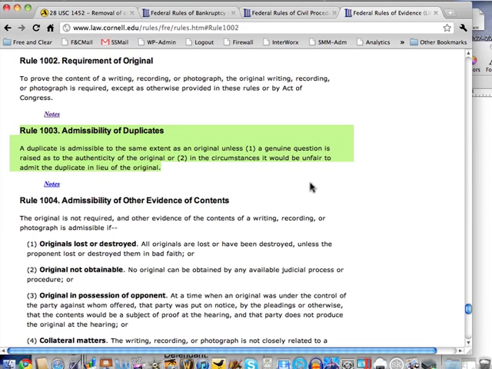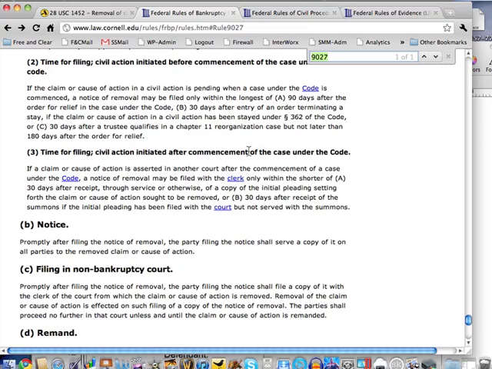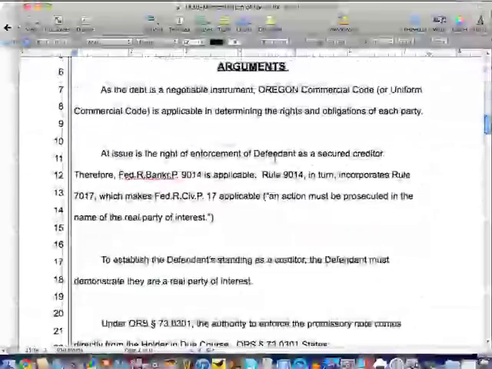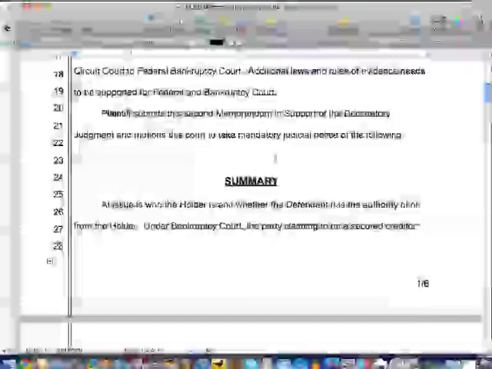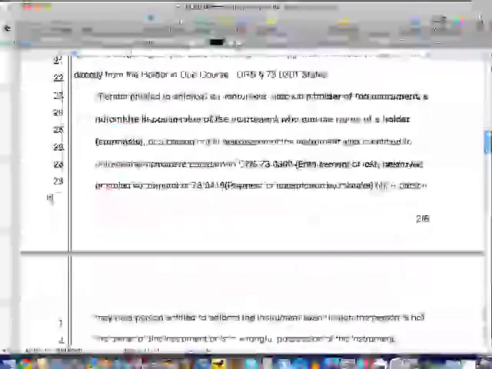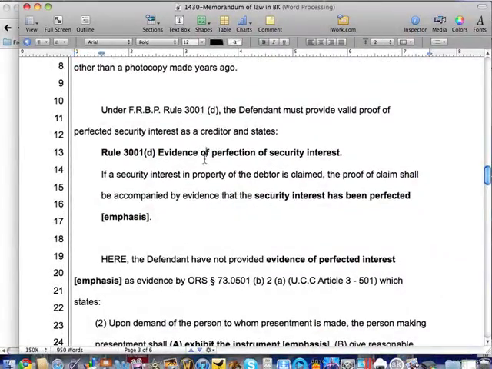So another really cool thing about bankruptcy court, which I want to show you, is this. It's really, really cool. This is my, what do you call it, memorandum of law. Okay, so the memorandum of law has this really cool thing that I want to share with you, and this is under the Federal Rules of Bankruptcy Procedure, Rule 3001(d). Here is a really, really amazing piece of law available to debtors. Okay, Rule 3001(d) says evidence of perfection of security interest.